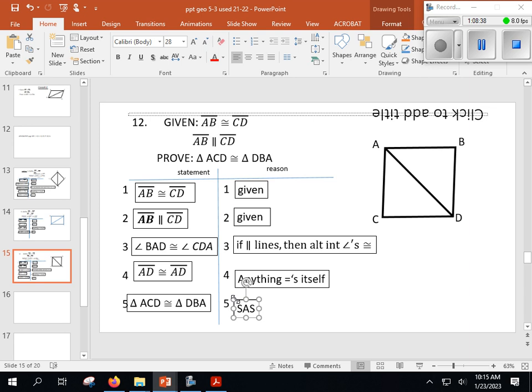Now, how do we know it's side angle side and not side side side? Because we add a pair of angles, right?